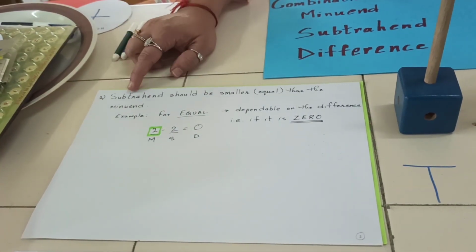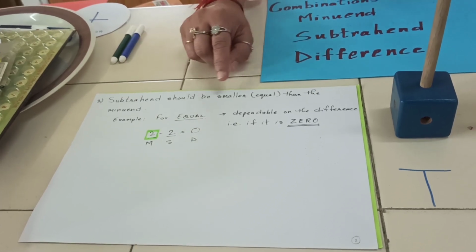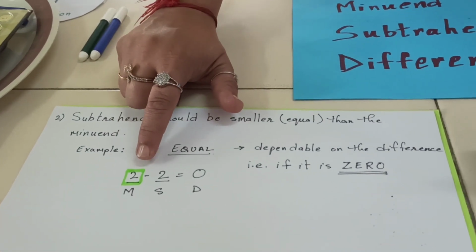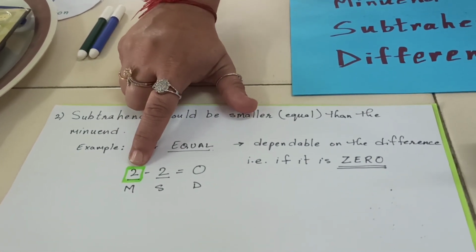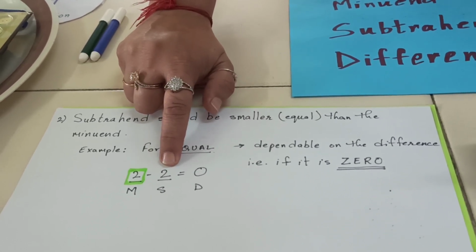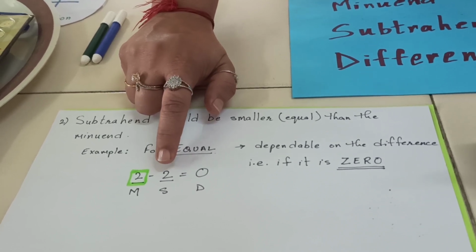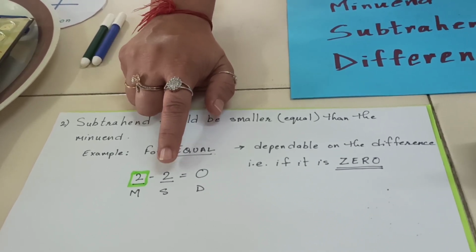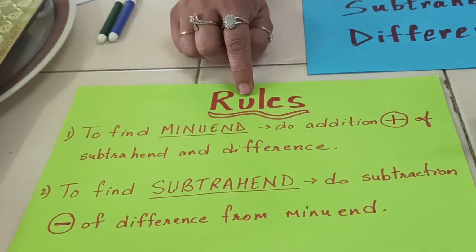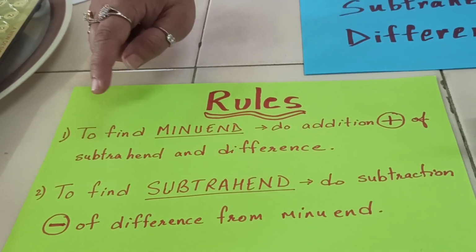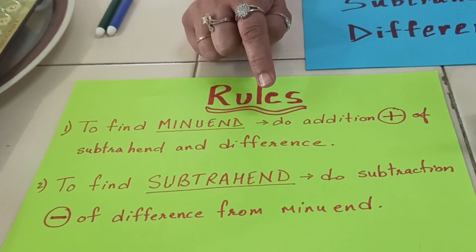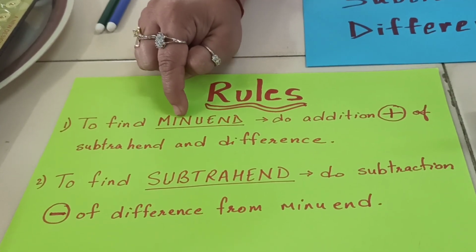And when we need to find subtrahend, subtrahend should be smaller than or equal than minuend. That means here I have given your subtrahend should be equal or smaller. It can be here as it's given 2 equal, or if it is less, that means 1 or 0 is possible, but here 3 is not possible. Okay, now first rule to find the minuend is add, subtrahend and difference. We need to add, subtrahend and difference to find the minuend.